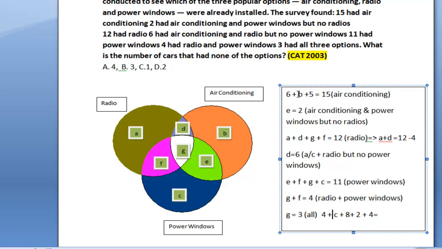and all I need is a value of C, which I can find from this equation. I have E plus F plus C, which is 11, which I need to remove from here, because E is 2 plus F plus G is going to be 4, so C will become 5. So I can put it over here. So I have solved for all the variables that are here. I have taken the longest route for solving this.